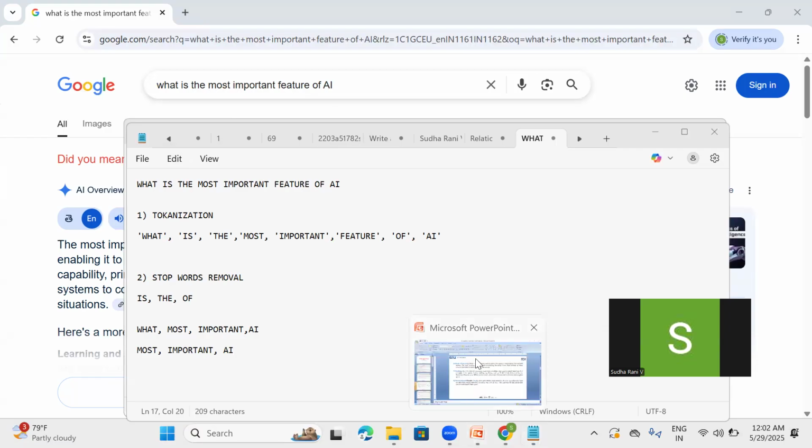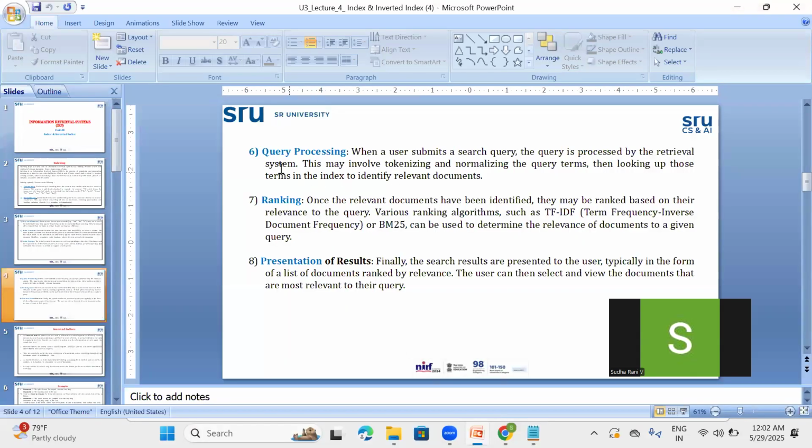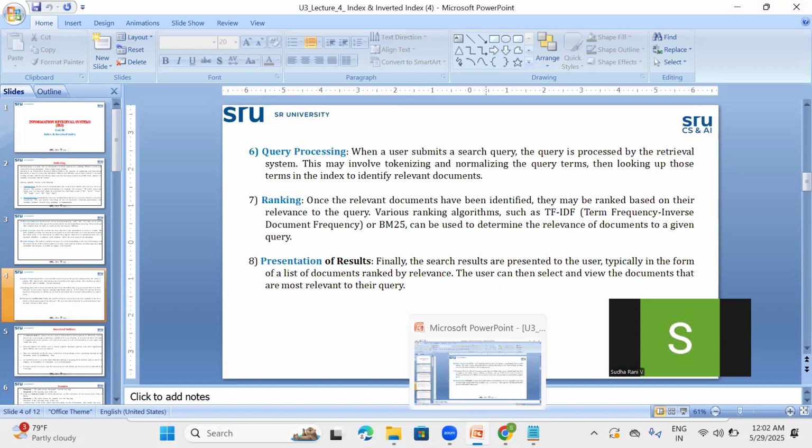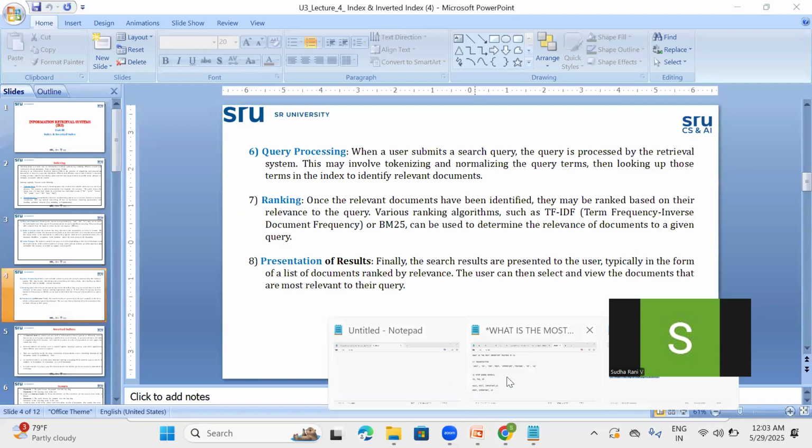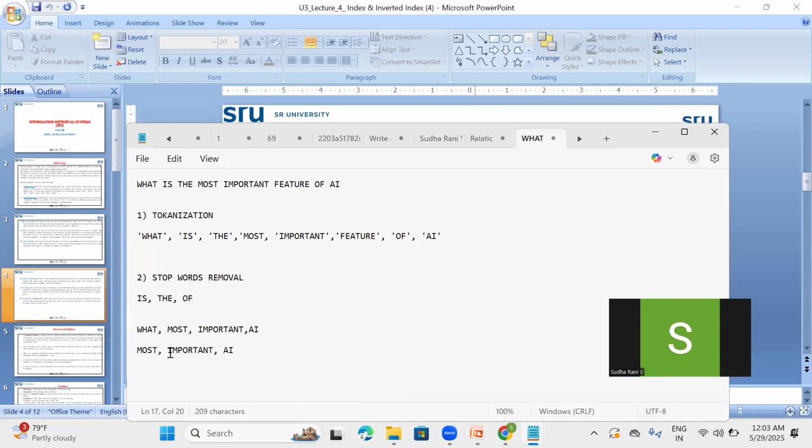Now come back again to the slides. Query processing: when a user submits a search query, the query is processed by the retrieval system. This may involve tokenizing and normalizing the query terms, then looking up those terms in the indexing to identify relevant documents. So what are the relevant terms we got? Important, AI, most, and features. Sorry, I forgot, another one is features.